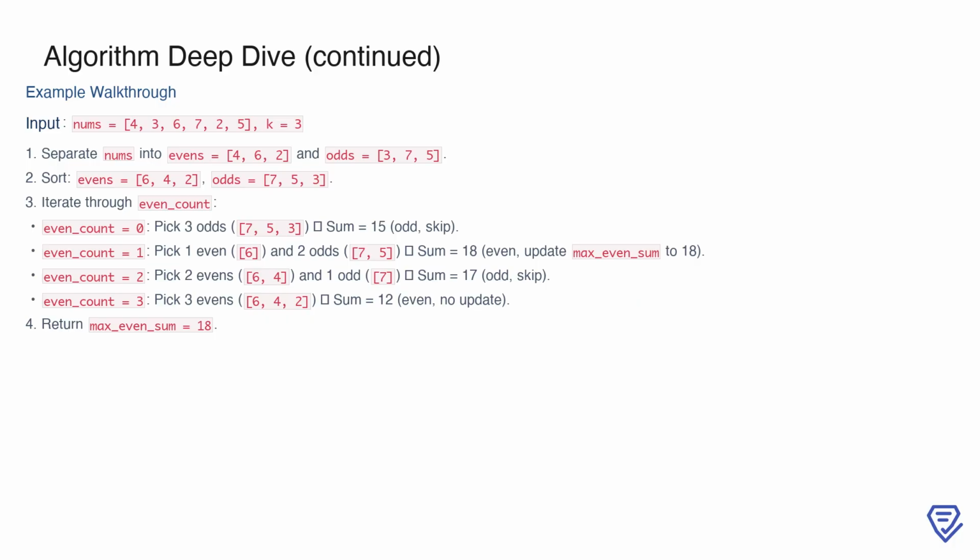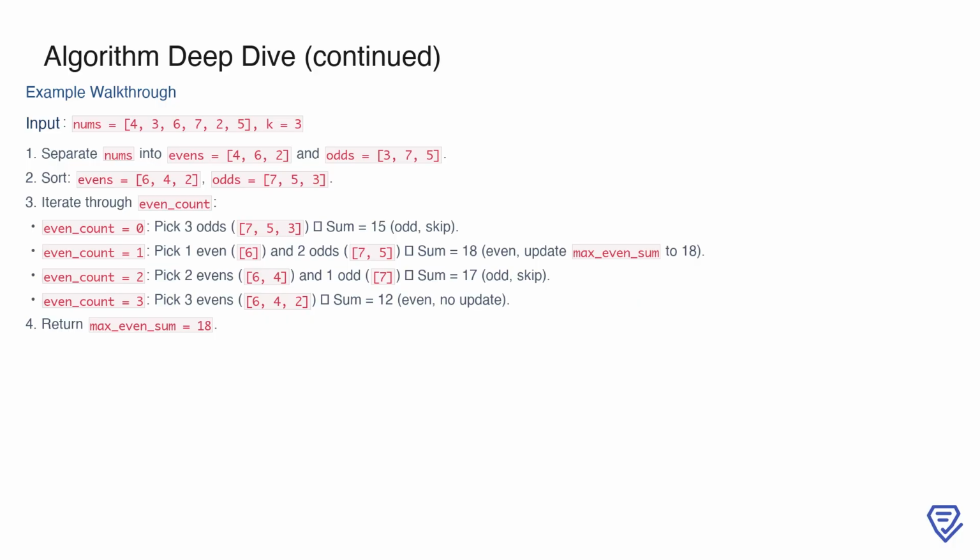Now, we iterate through possible values of even_count. For even_count equals 0, we select 3 odds, 7, 5, 3, resulting in a sum of 15, which is odd, so we skip this case. For even_count equals 1, we pick 1 even, 6, and 2 odds, 7, 5. This gives a sum of 18, which is even, so we update max_even_sum to 18.